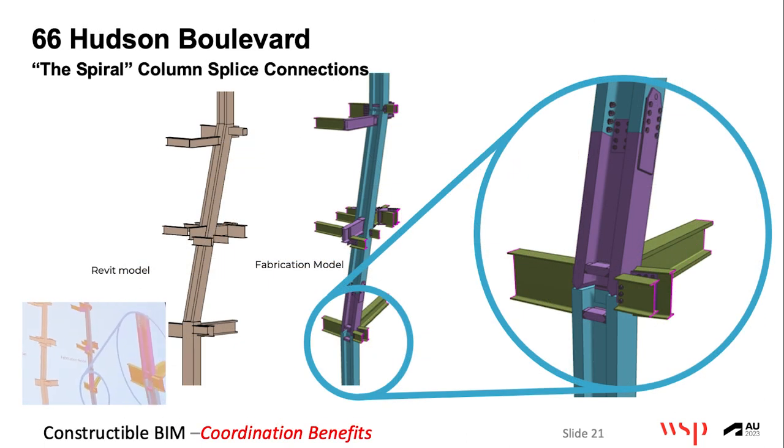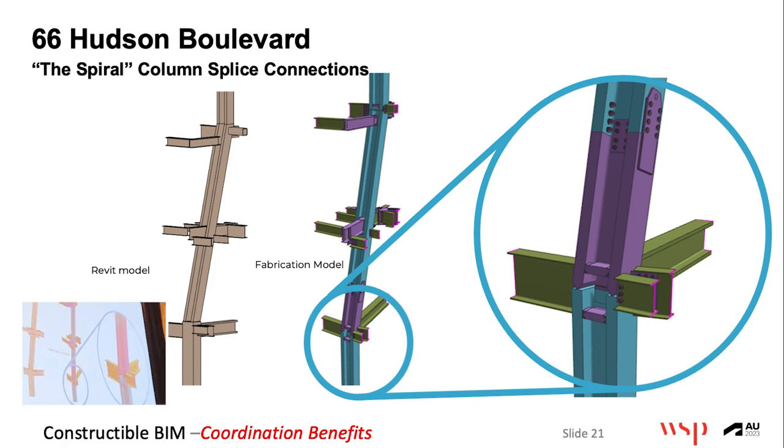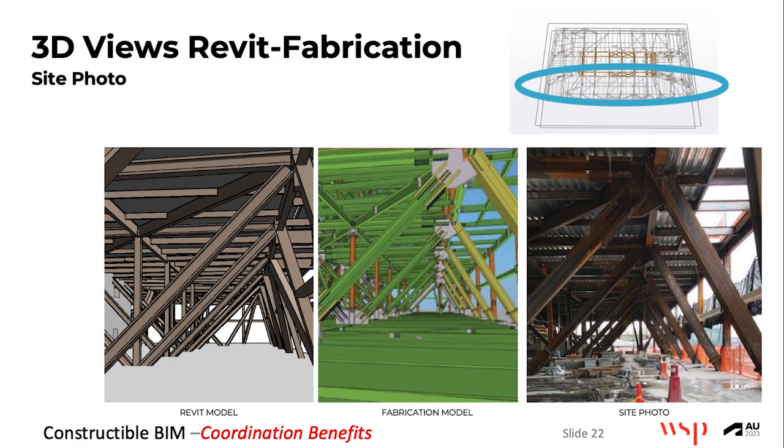Column splices. Now, I showed you how these columns are sloping in and out of the building. Again, the same thing. When you start to show actual welds and stiffeners, it's very different than a very simple Revit model. And in reality, it moves the design process along quicker and smoother. So let's take it a step further.